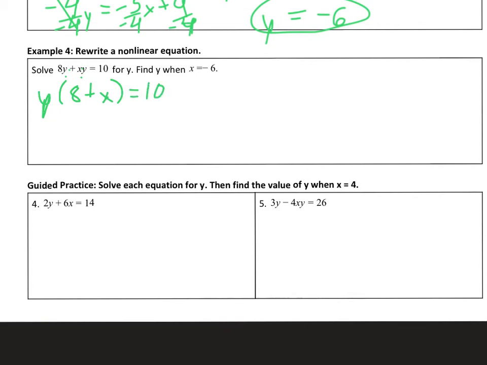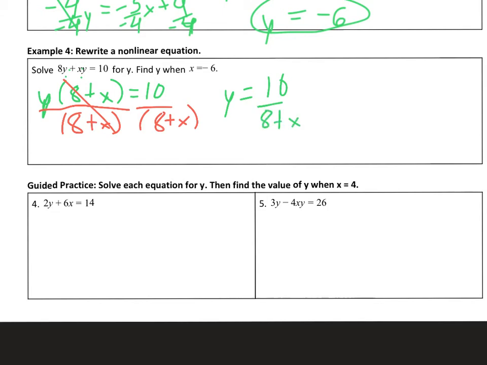Okay, so for me to solve for y, I've basically got to get rid of this quantity, 8 plus x. The way I get rid of that quantity, I'm going to use a different color to show this, is to divide by 8 plus x. So we're treating 8 plus x as a single quantity, right? Because it's y times this whole thing. So for my solved equation, it's going to be y equals 10 over 8 plus x, right?